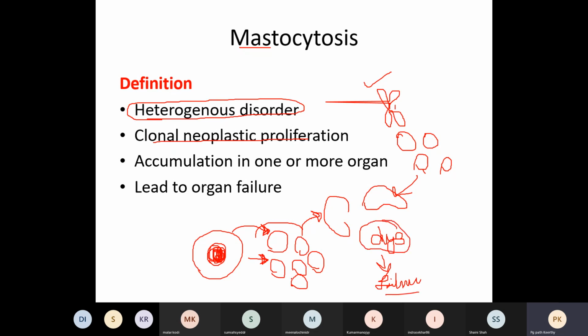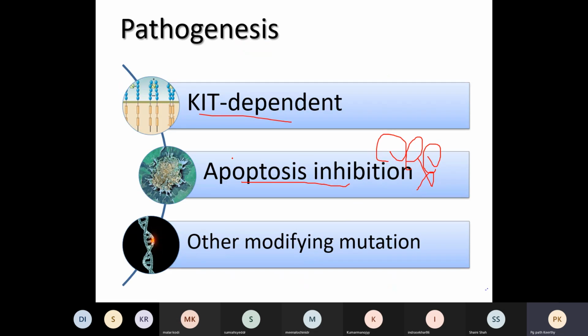This proliferation goes and infiltrates different organs, causing dysfunction of these organs and organ failure. Okay, so let's see what the mutation is which is happening in the mast cell, leading to this clonal or neoplastic proliferation of mast cells. Basically, first they are dividing because of some KIT mutation.